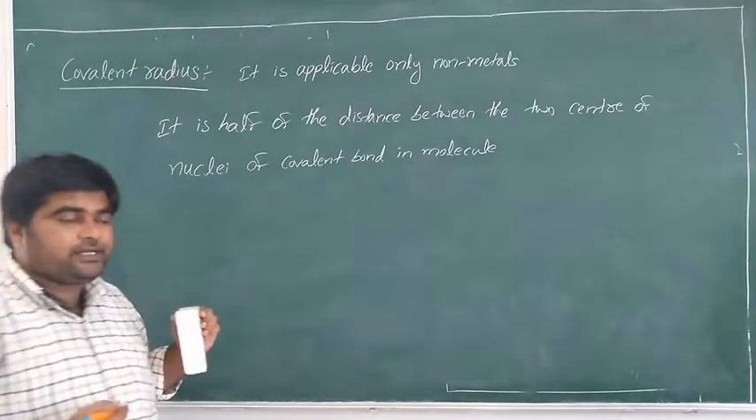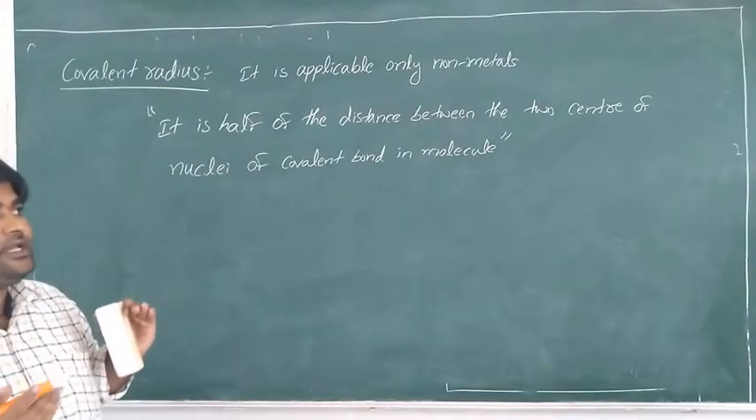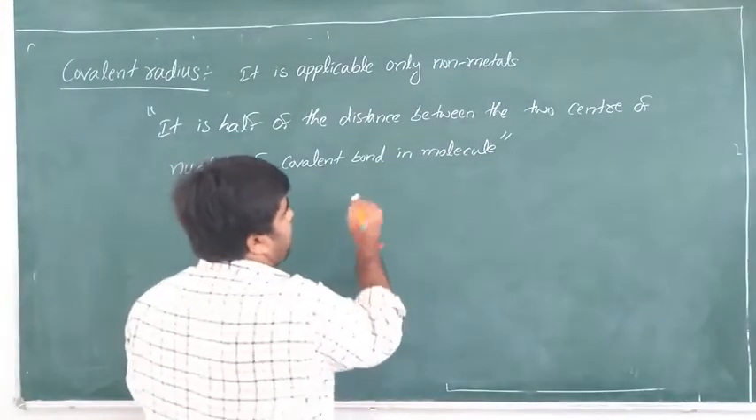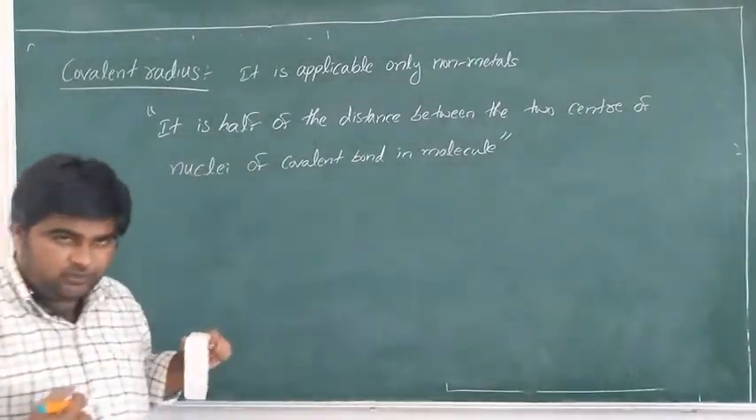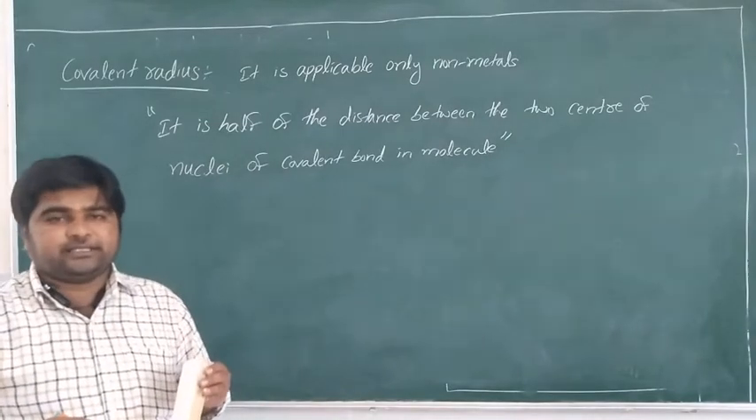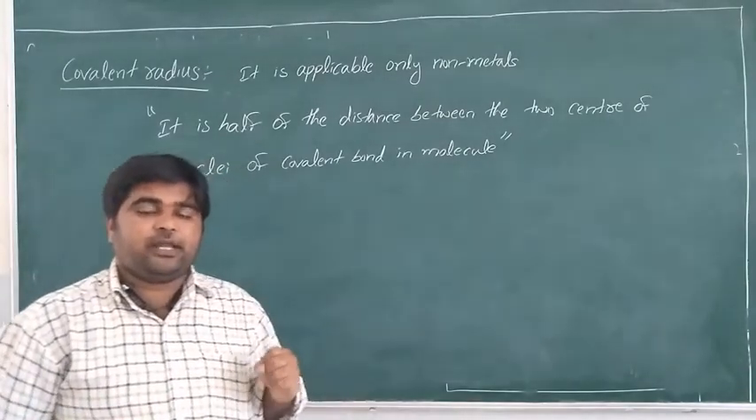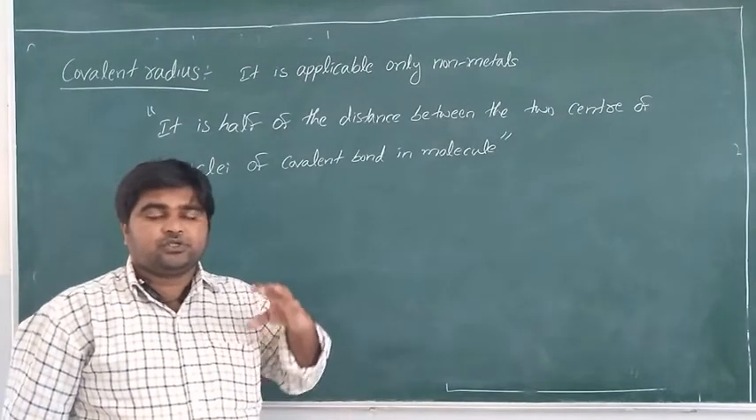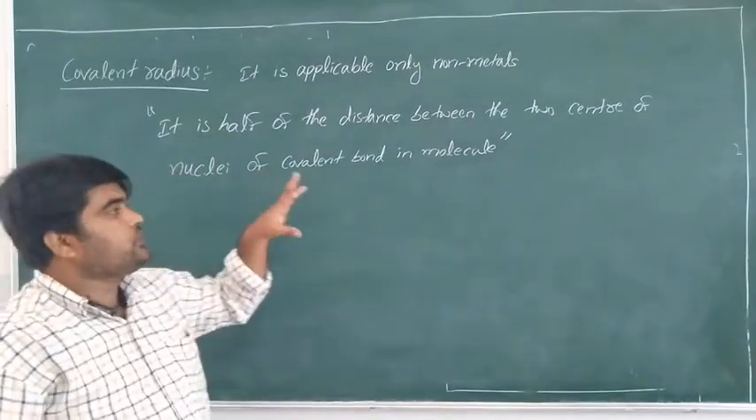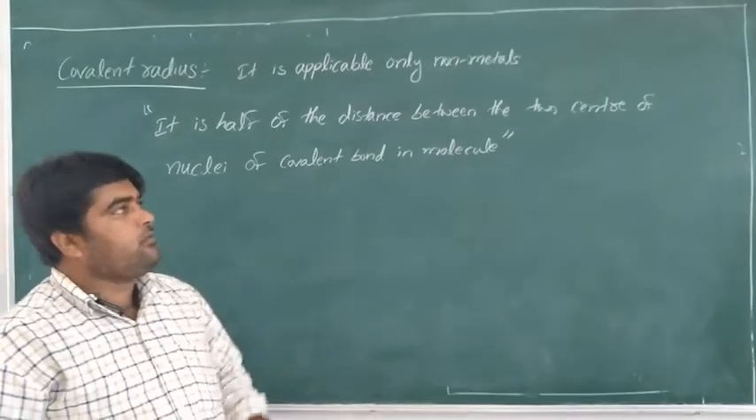What is the covalent radius? So the definition is: it is half of the distance between the two centers of the nuclei of covalent bonded atoms in a molecule. That is called covalent radius. Is it clear? Covalent radius is applicable only to non-metals. It is half of the distance between the two centers of the nuclei of two covalent bonded atoms in a molecule.